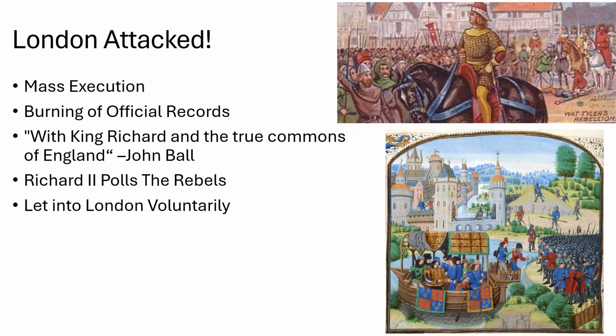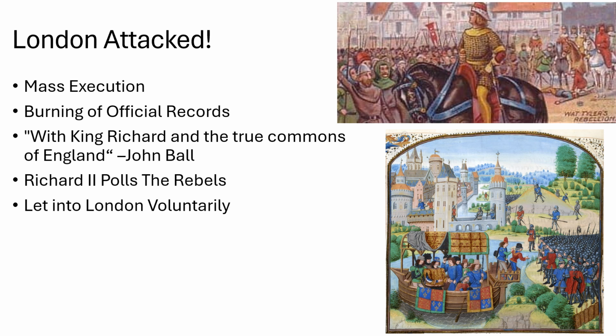They especially are going after lawyers, high officials, people involved in finance, the people who are oppressing them, who are doing this poll tax. They execute the lot of them, and they start burning official records, especially records with the green seal that are financial records. They burn them because their goal is to get rid of the proof of the way commoners were treated, the way the peasants were treated in England. They want to get rid of the proof of that, so there's now space for something new.